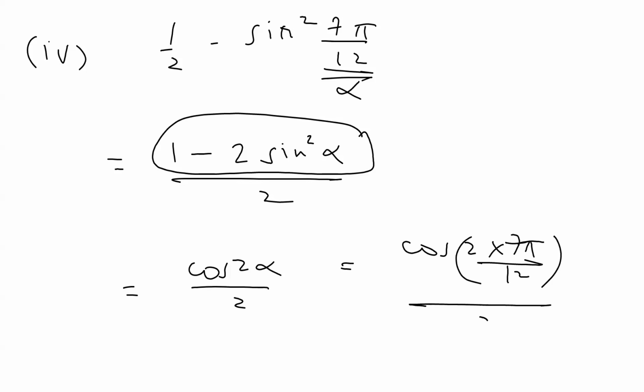7 pi by 12 upon 2. So this is going to be, sorry, just a second, this is going to be 7 pi by 6. Now cos 7 pi by 6 calculation you know from the trigonometric functions. I leave it up to you.